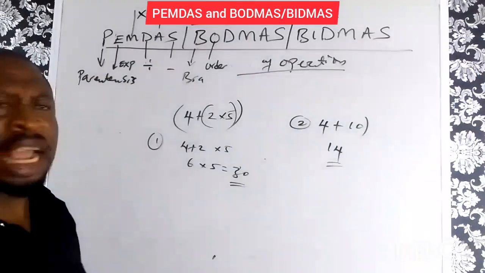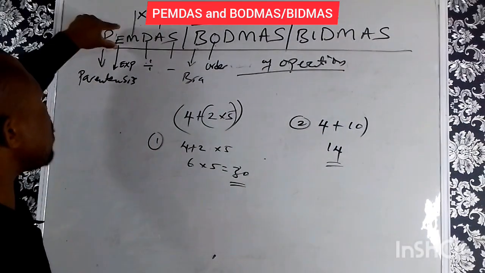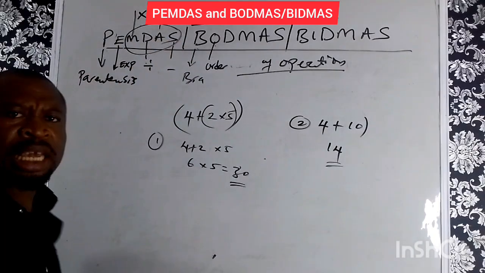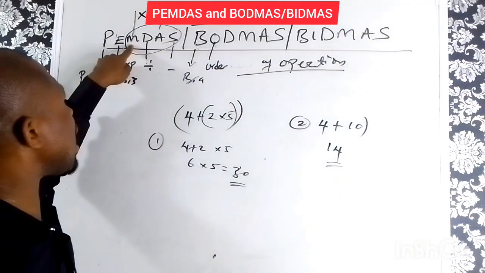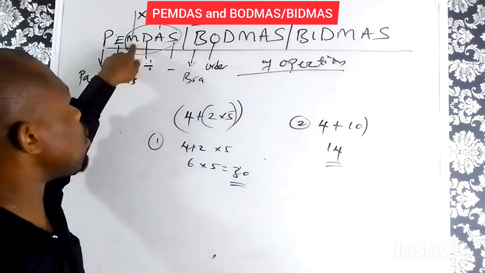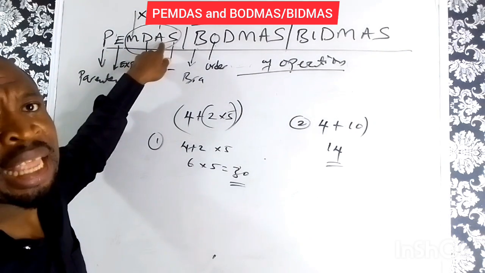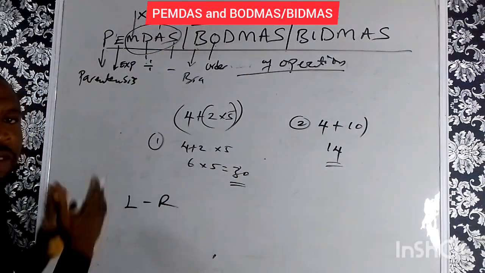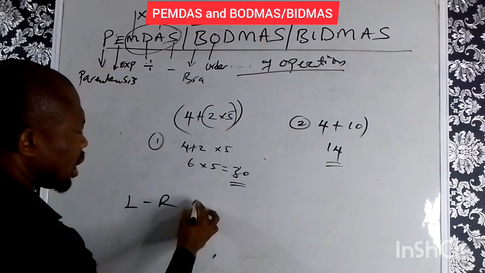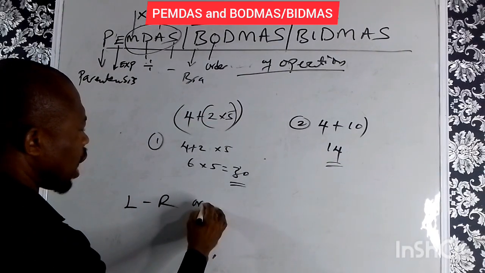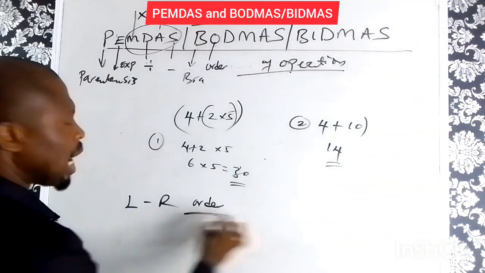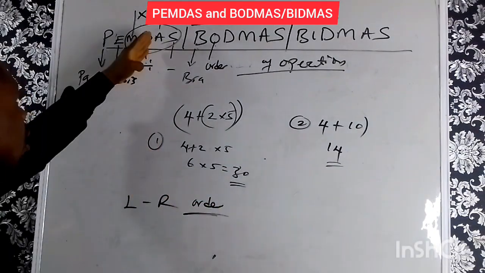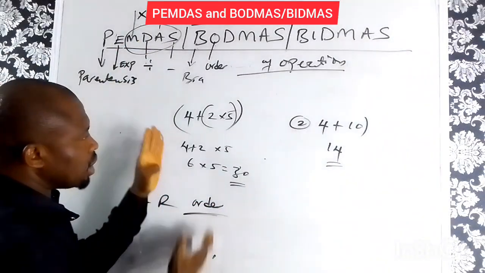Now the order to take, they tell us that apart from these two, the other four, which are M, D, A, and S: if you are multiplying, dividing, adding, and subtracting, take left to right order. That is the order to take. If you are doing multiplication, division, addition, subtraction, go left to right in this order.